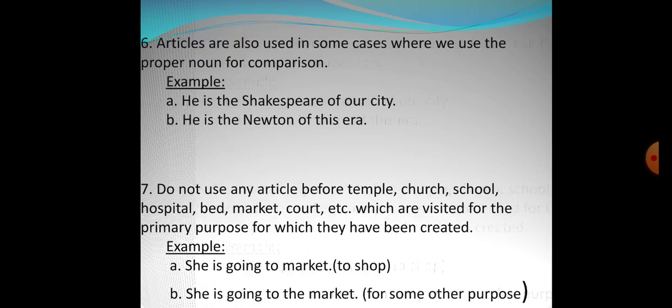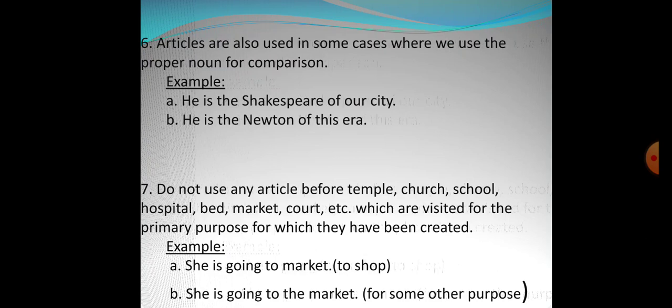Articles are also used in some cases where we use a proper noun for comparison. So this is an exception to the rule: wherever we are comparing someone with a proper noun, there we need to put the before them. Like he is the Shakespeare of our city. I'm comparing that person with the proper noun Shakespeare or Newton. So we always put the before them.